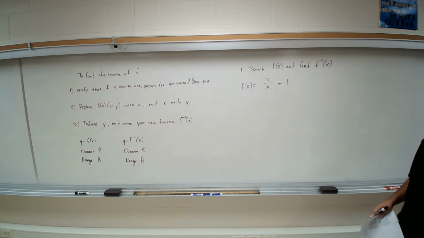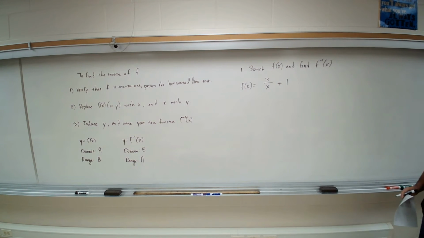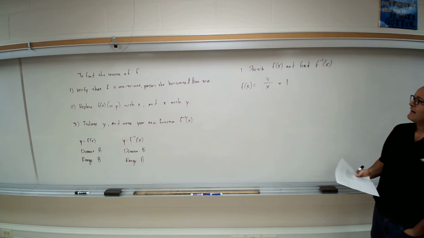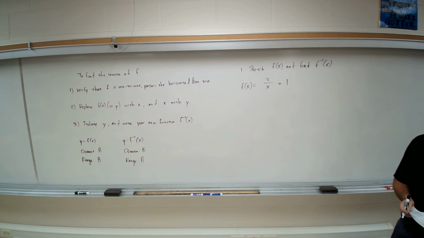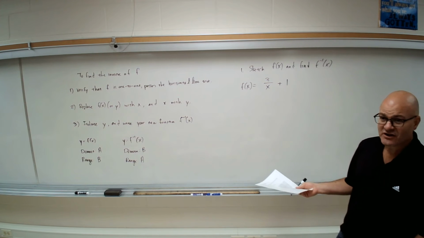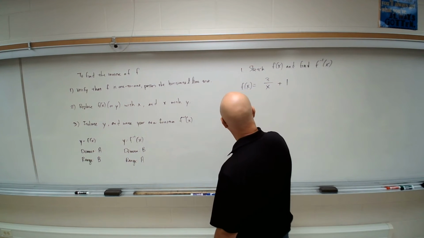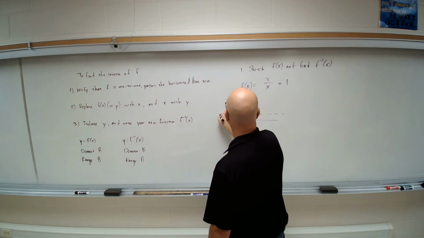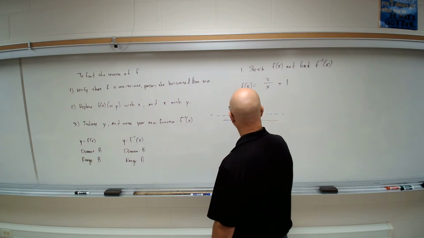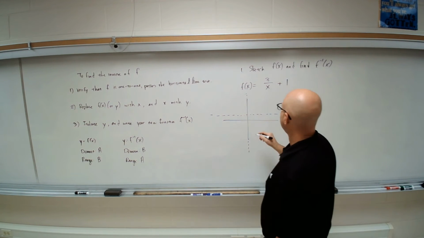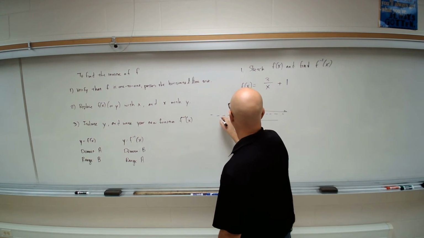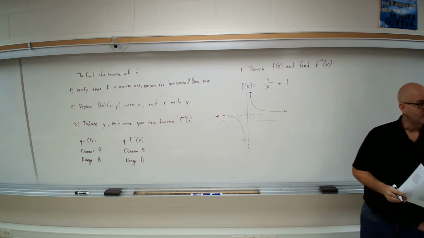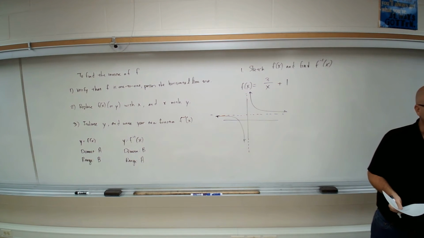So for our first example here, we're asked to sketch f of x and find f inverse of x. So we have this graph, f of x equals 3 over x plus 1. At this point, you could sketch it on your calculator. I think what we're looking at here, if I'm not mistaken, is going to look something like that, right? So it's your typical hyperbola, correct?